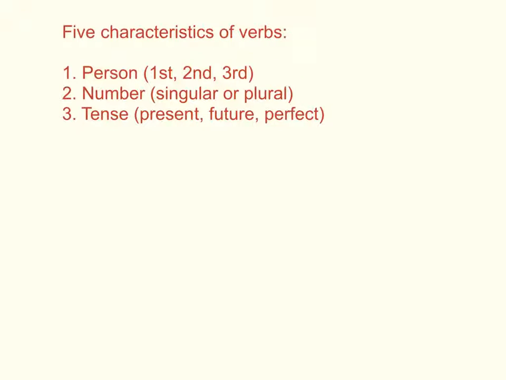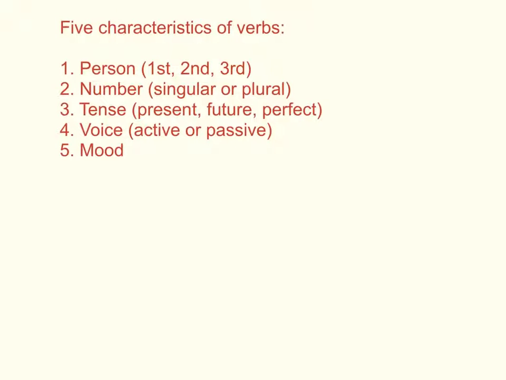The second characteristic is the number, singular or plural. The third characteristic is tense: present, imperfect, future, perfect, pluperfect, or future perfect. The fourth characteristic is voice, active or passive. And the final characteristic is mood. Since subjunctive falls into the mood, let's take a minute to talk about the 4 moods of verbs.